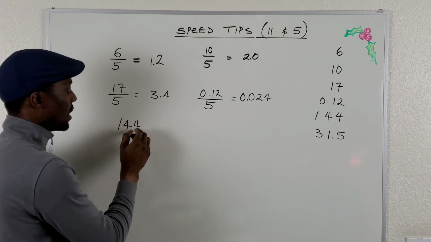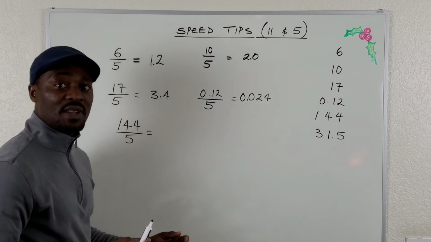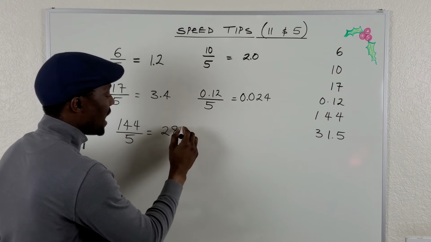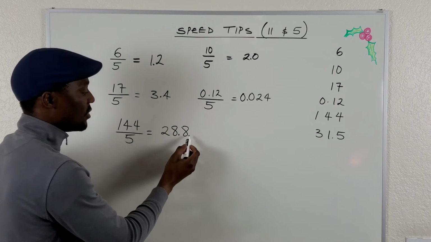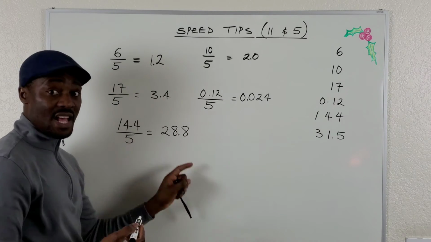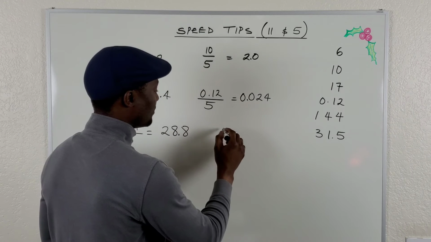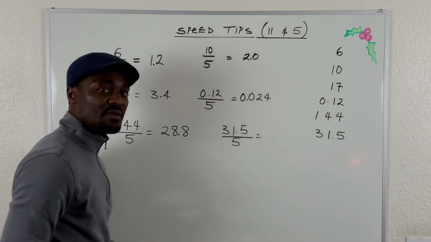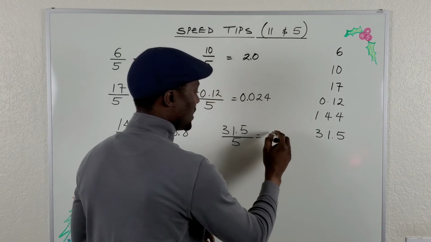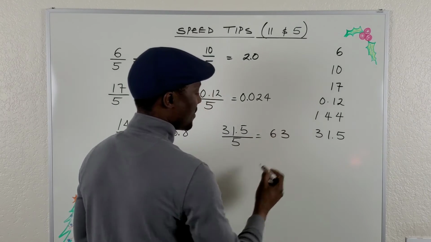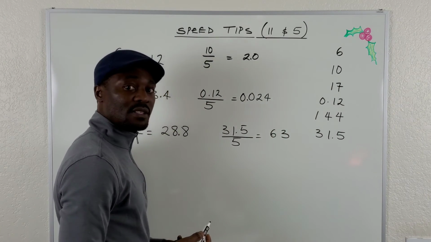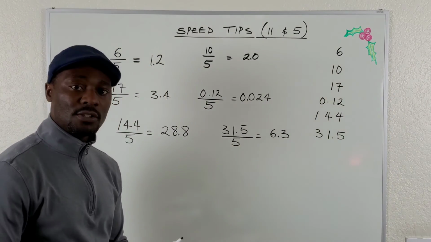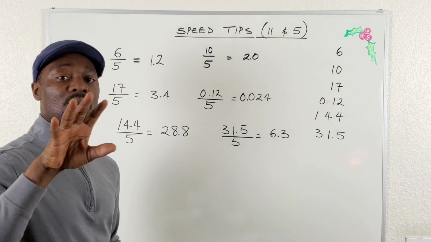So 144 divided by 5, instead of doing the long division, all you have to do is double 144, that's 288. I'm going to write 288 and put a decimal point here. It was supposed to be here, I've moved it 1 point. The answer is always correct. Now we go to the last one. 31.5 divided by 5. Well, I'm going to double 31.5, that's going to be 63. I'm going to move the decimal point 1 place. That's your answer.